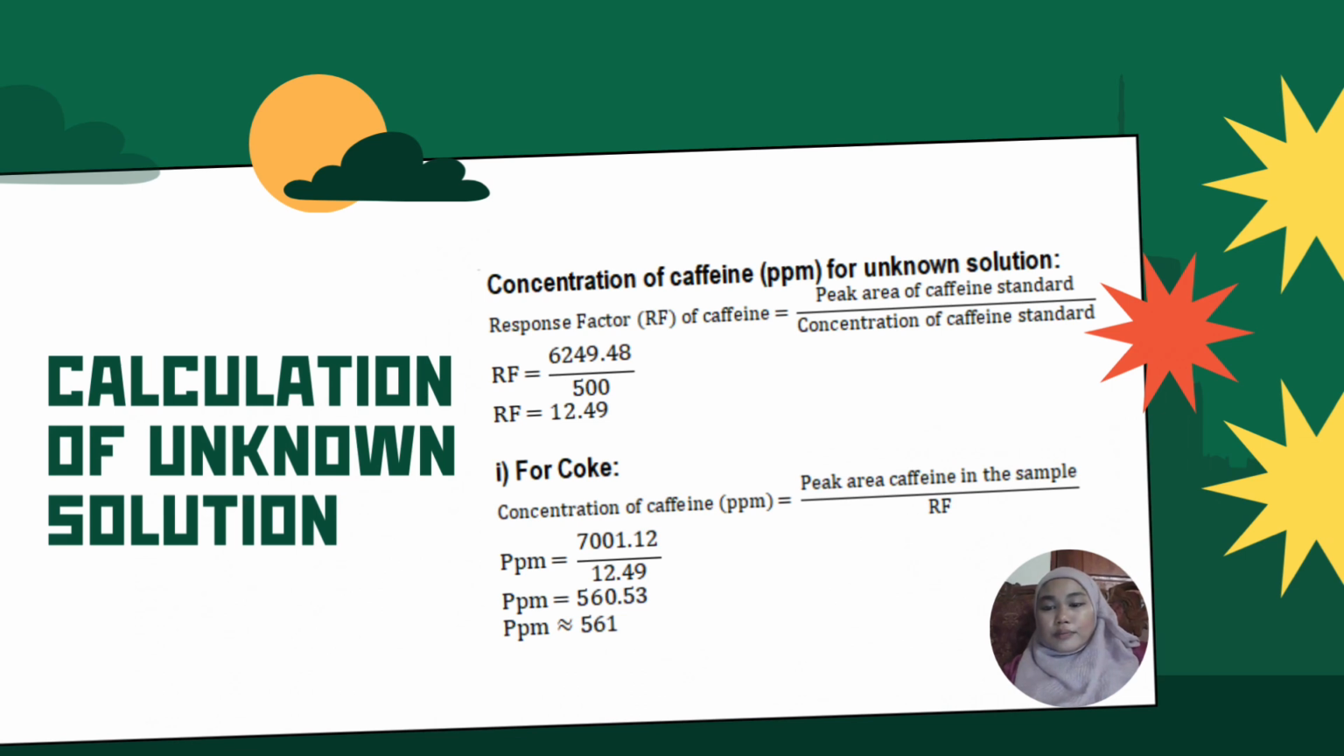So ppm equals 7001.12 for the peak area of caffeine in the sample, divided by 12.49, the RF from earlier, to get 560.53, which was rounded to 561 ppm.